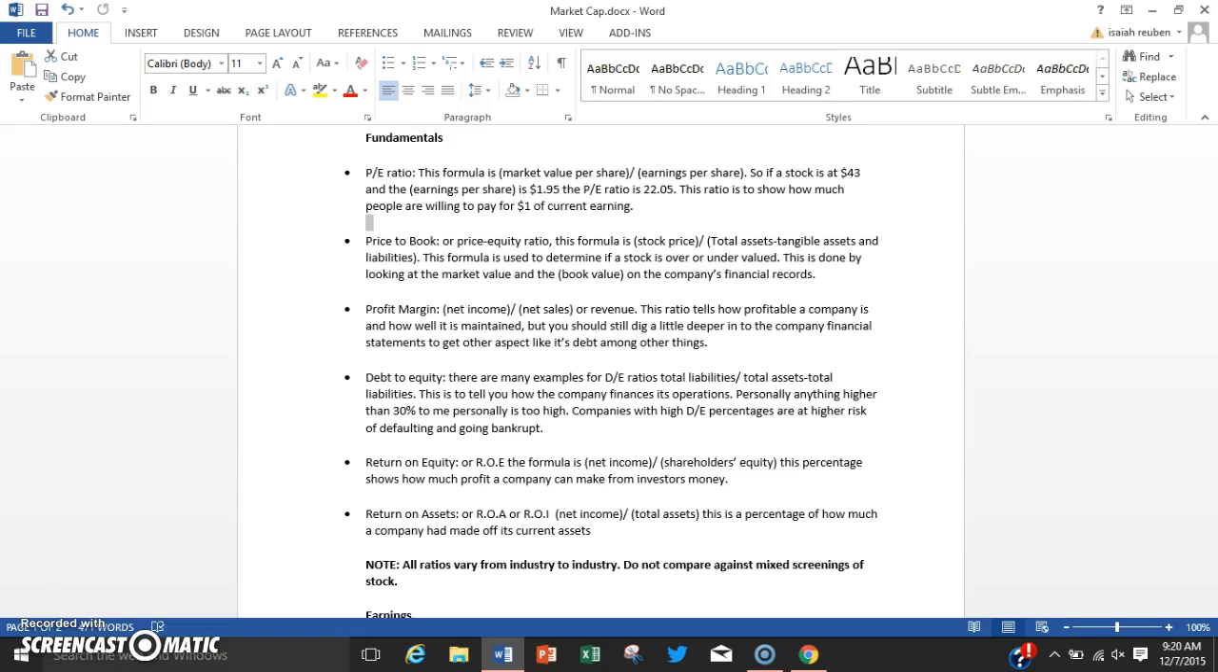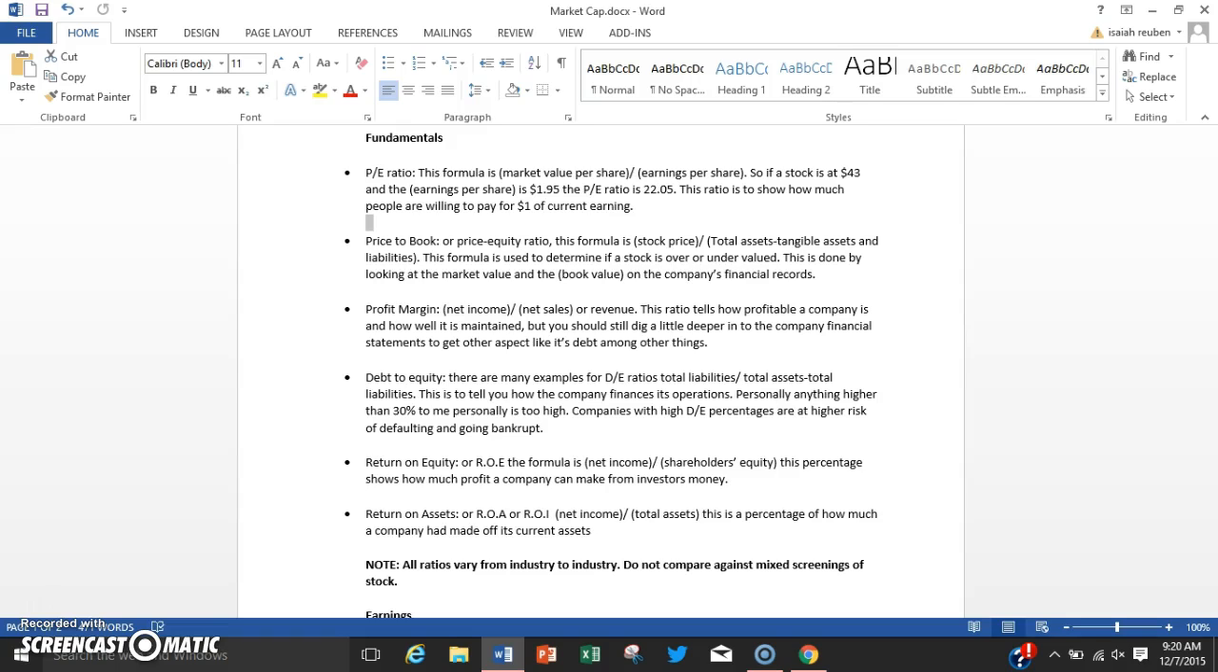Because if it's a good stock and undervalued, it could just be crappy management, and that in itself is a company you don't want to invest in, especially for the long term. Profit margin, which is net income divided by net sales revenue.